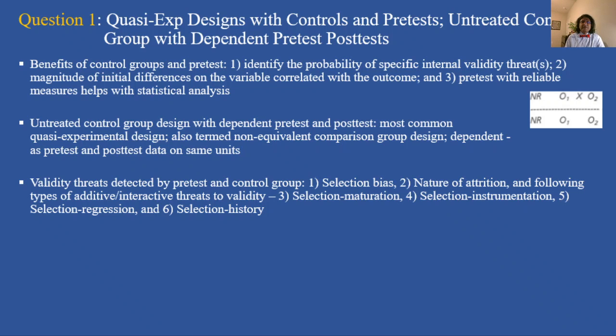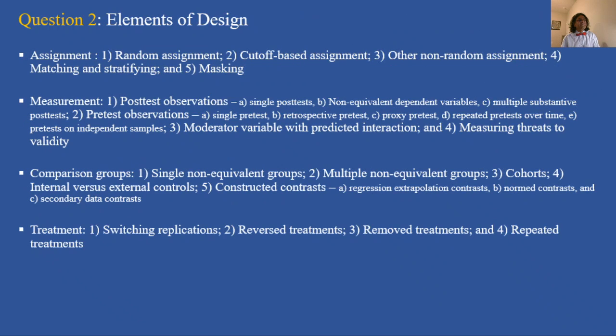The sixth and final threat that can occur is selection history, and it is a possibility when an unforeseen event has occurred between the pre-test and the post-test, and which is affecting one group differently or more than the other. Such an event can be a confounding factor, or in terms of a program, it can be a program with similar outcome effects as the treatment effect. Let's move to the next slide.